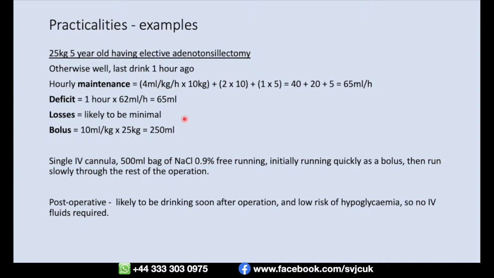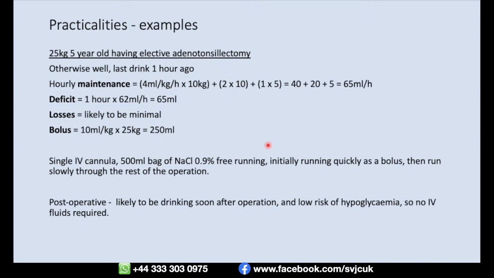Losses, again, likely to be very small, even with a little bit of bleeding. And again, we'll pre-calculate what we might give as a 10 per kilo bolus, just so we have that all calculated and ready. So in this situation, we can use a single IV cannula. We can set up a 500 ml bag of perhaps normal saline, 500 mils being 20 mils per kilo bolus. So 2 times 250, and we can run that in freely.